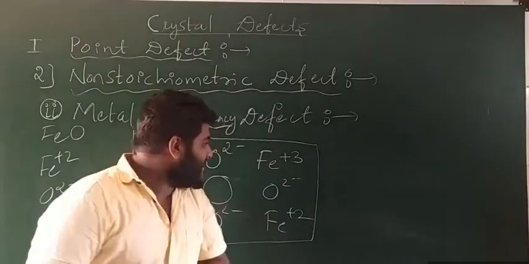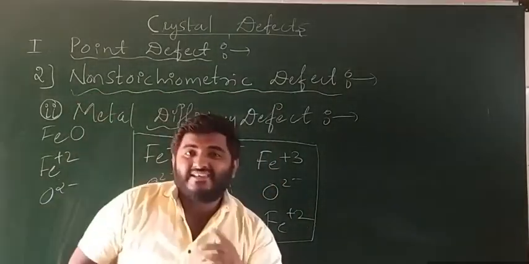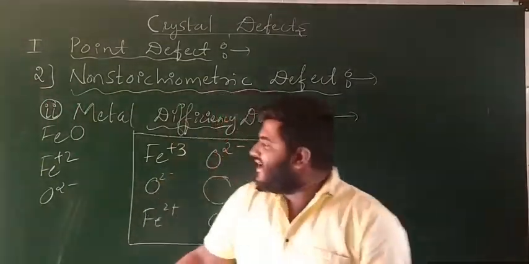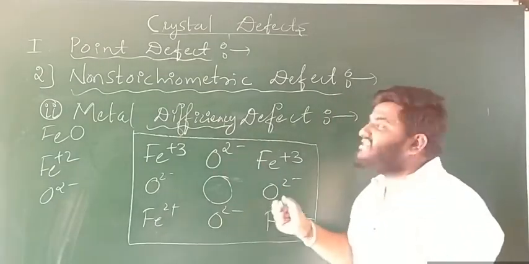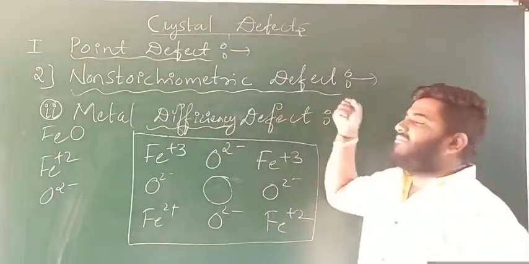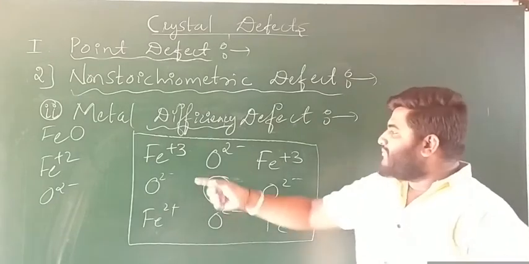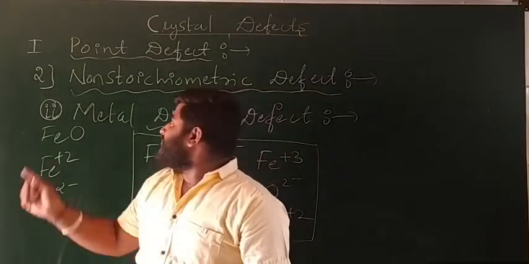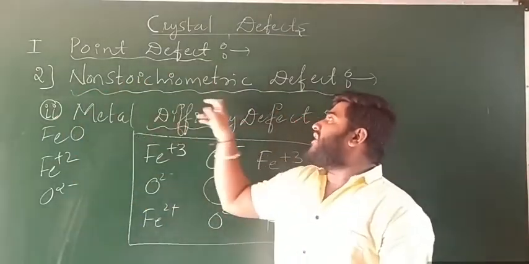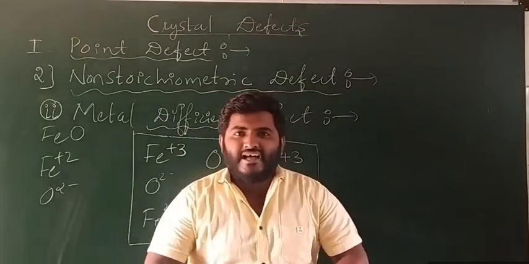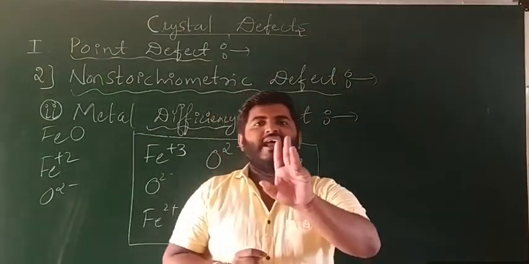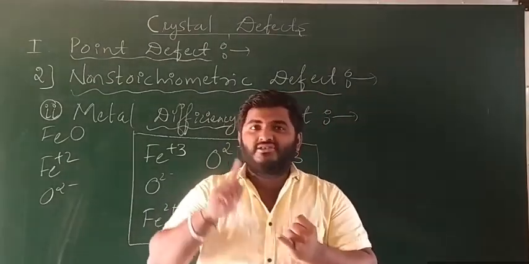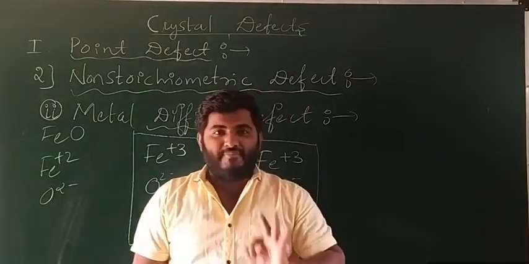So look at the name deficiency. One of the metals is missing, the metal is less, therefore the name deficiency. I hope you got the points here. Here also the crystal composition changes, therefore it comes under non-stoichiometric defect. FeO is the best example for metal deficiency defect. So here completes the second one, non-stoichiometric defect. In the previous class we discussed point defects. How many types are there? Three types: stoichiometric defect, non-stoichiometric defect, impurity defect. Right.